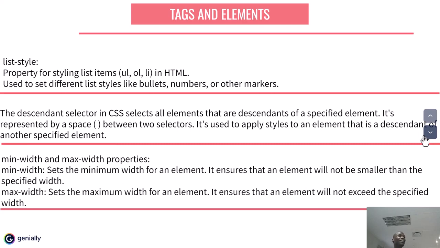Min width. Okay, now we'll discuss the min width and the max width properties. Who can read for us the min width? Just the min width. The minimum width says the minimum width for an element. It ensures that an element will not be smaller than the specified width. Okay, sure, yeah.